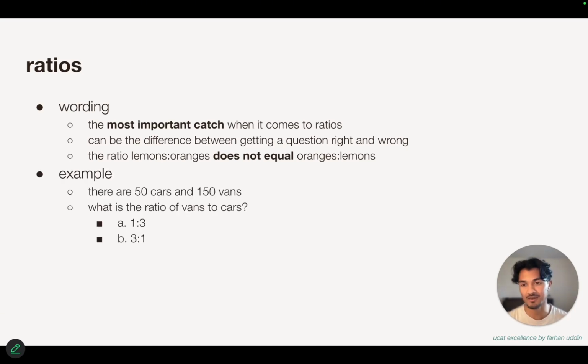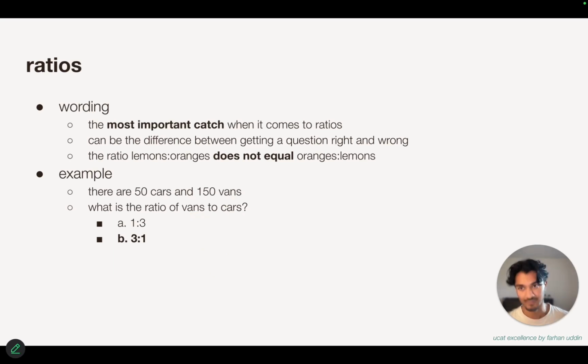So let me give you an example. There are 50 cars and 150 vans. What's the ratio of vans to cars? Is it 1 to 3 or 3 to 1? The answer is 3 to 1 because I'm asking for vans to cars. So vans, how many of them? 150. To cars, how many of them? 50. So simplified, that ends up becoming 3 over 1, which was our answer.